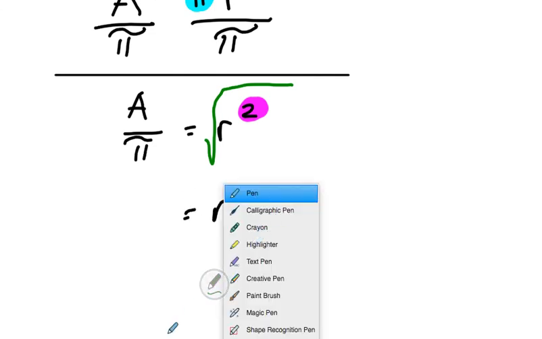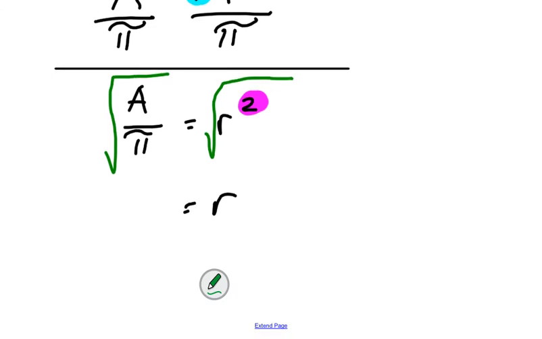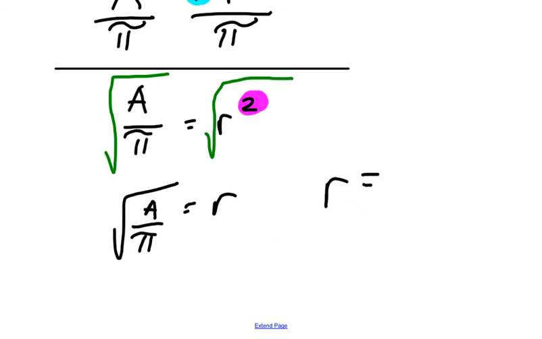What you do on one side, you have to do to the other. So the square root of A over pi is going to be the value of r. So r is equal to the square root of A divided by pi.